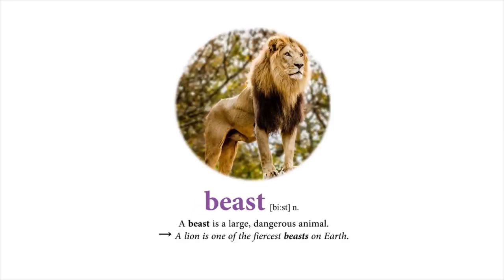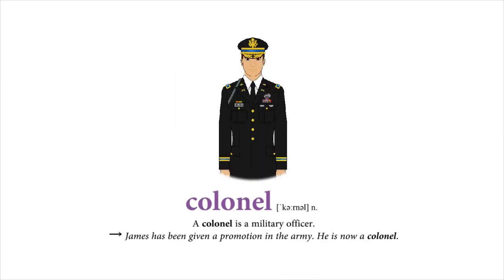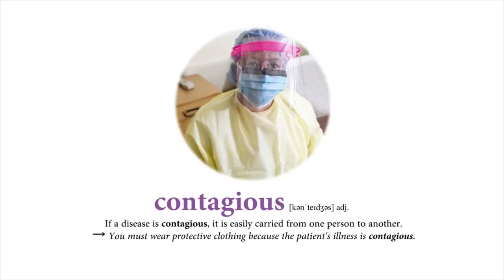Beast. A beast is a large, dangerous animal. A lion is one of the fiercest beasts on earth. Colonel. A colonel is a military officer. James has been given a promotion in the army. He is now a colonel. Contagious. If a disease is contagious, it is easily carried from one person to another. You must wear protective clothing because the patient's illness is contagious.